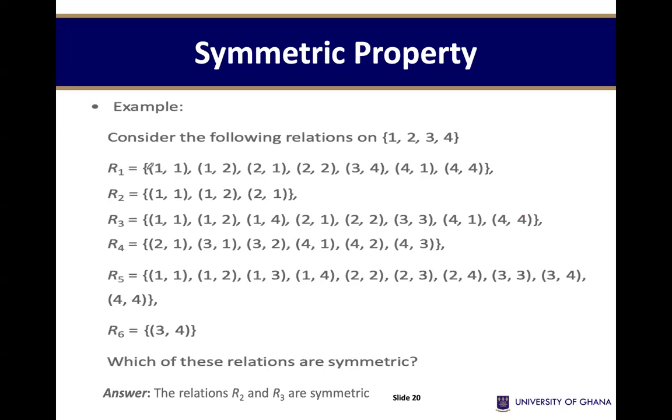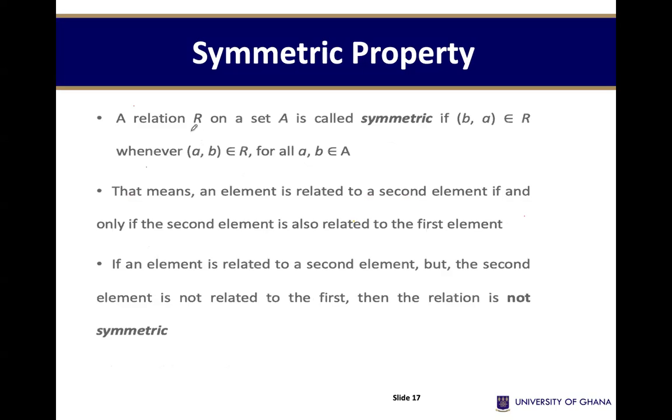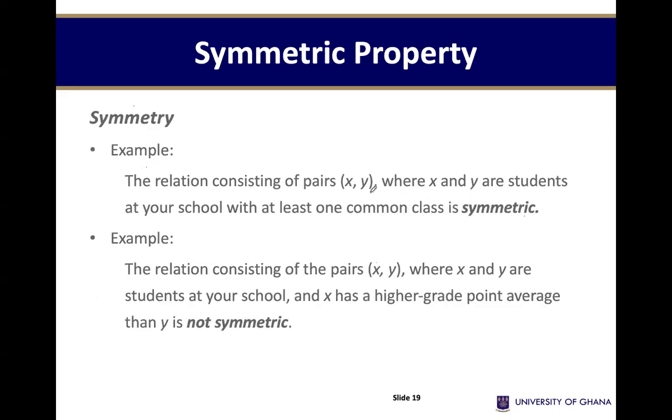So R1: if I am supposed to see 1 is related to 2, I should see 2 is related to 1 back. Check back the definition. The definition says that a relation R on a set A is called symmetric if for any B related to A, there should also be an A related to B. This means that an element is related to a second element if and only if the second element is also related to the first element.